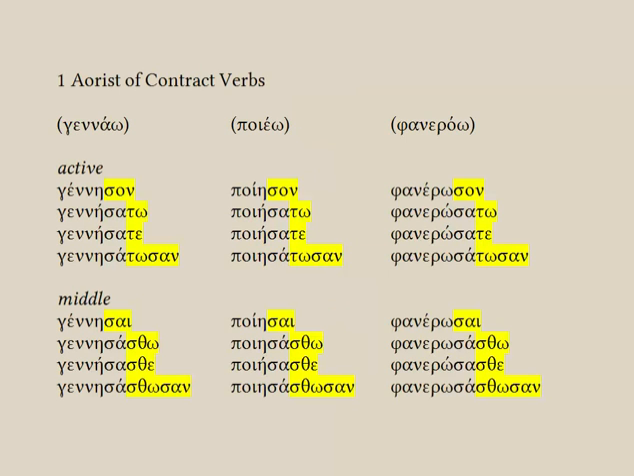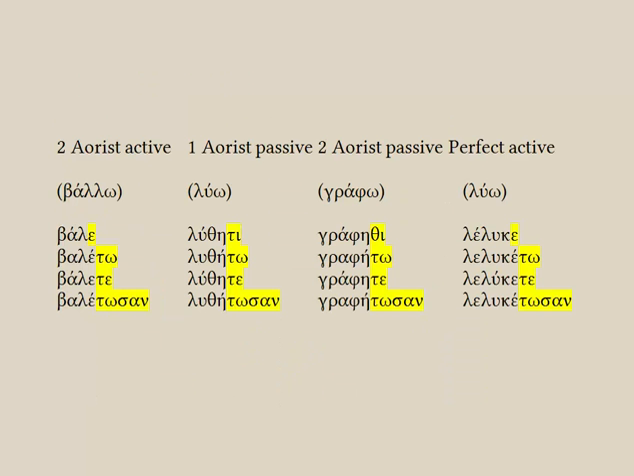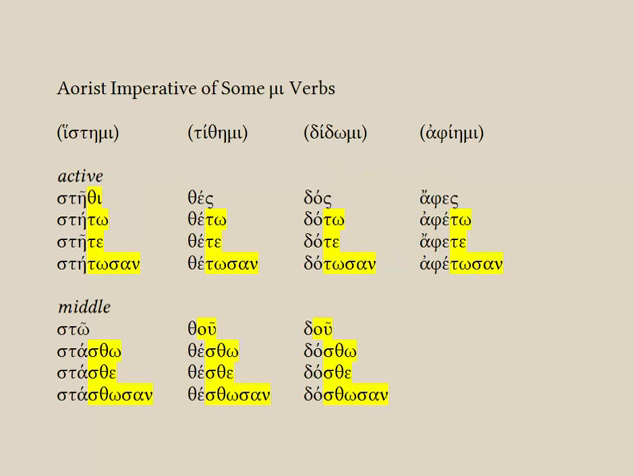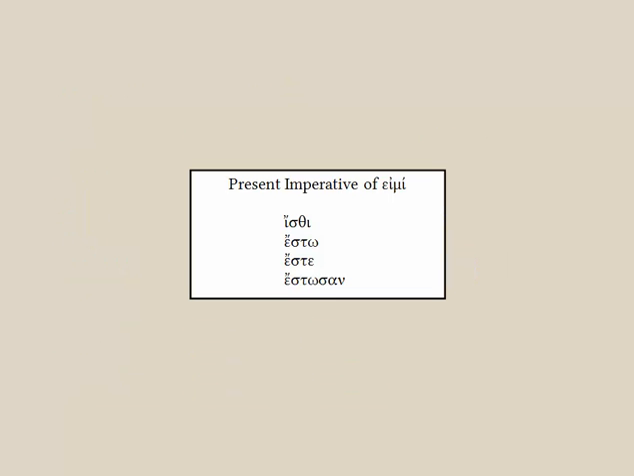The contract verbs in the aorist are easy because the contracts lengthen their stem, so the endings are clear. Here in the second aorist, as well as the aorist passive and the perfect, we have endings that are clear. And the same is true here in the second aorist middle and perfect middle passive. Throughout the aorist, the lack of an augment is a further sign of the imperative. Now let's look at the aorist imperative of some mi verbs. Most of the endings are clear, but again the second singular has some forms that need special attention. The pattern for the present imperative of an omega verb should be learned as one of our 12 core patterns.